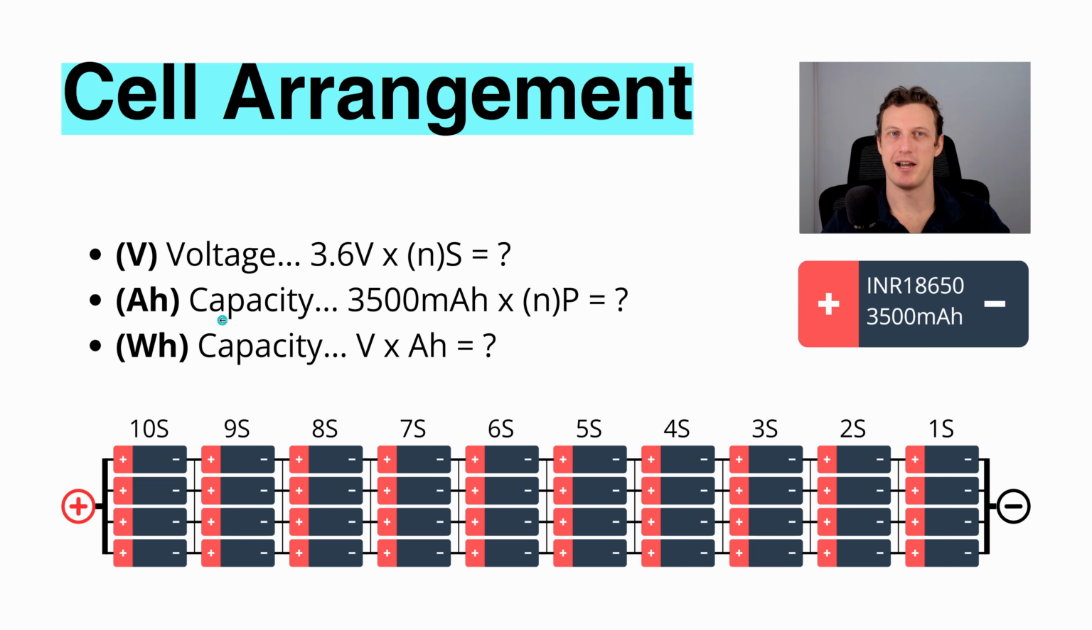Then we have amp hours, which is 3,500 milliamp hours per cell, and you times that by the number of cells in parallel. And then watt hours, we take the pack voltage times it by the pack capacity in amp hours, and that gives our result in watt hours.